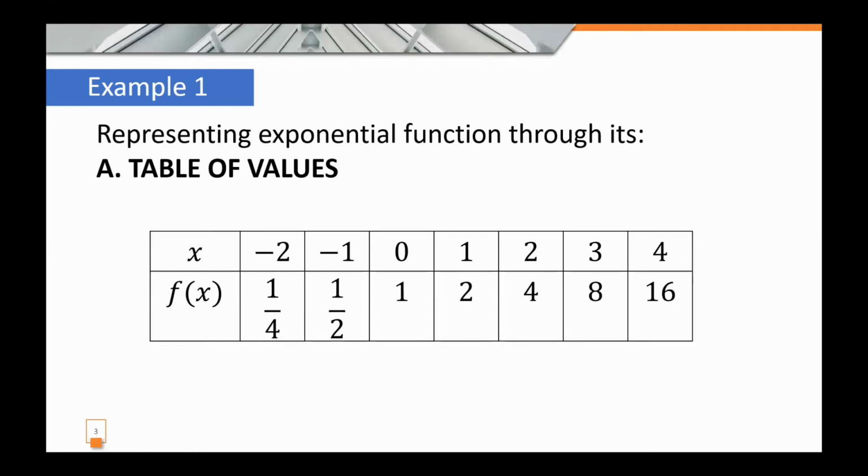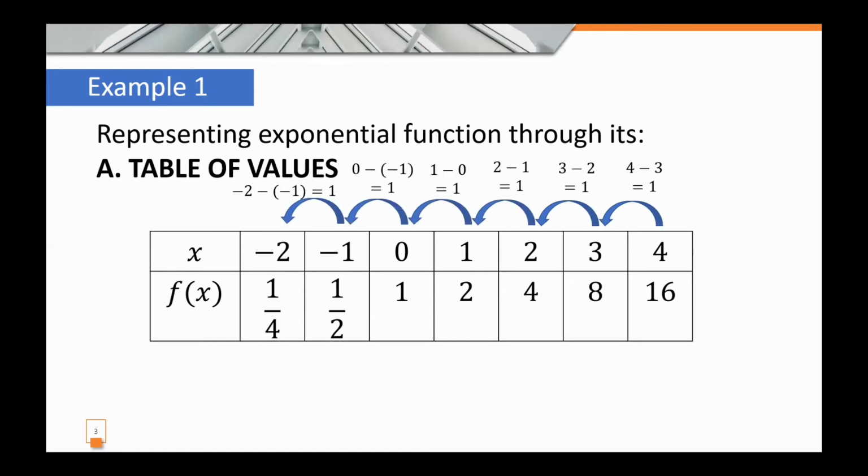Now, before we proceed to the graph and the equation, let us first determine the common differences among the values of x. Let us first start from 4. 4 minus 3 is 1. 3 minus 2 is 1. 2 minus 1 is 1, till -2. The common difference is 1 in the values of x.